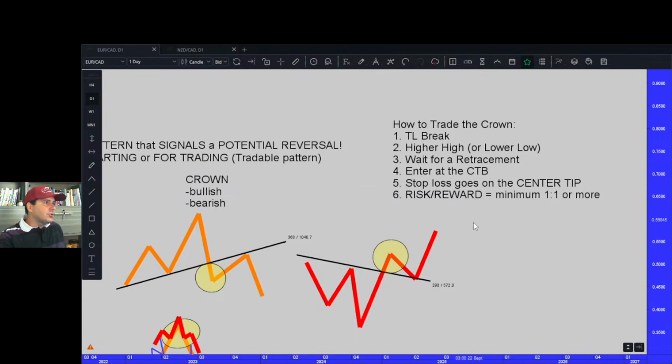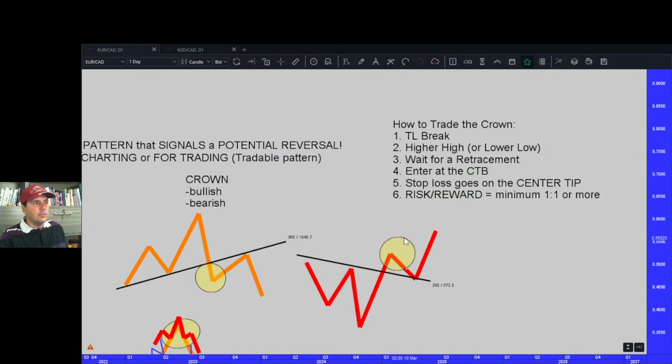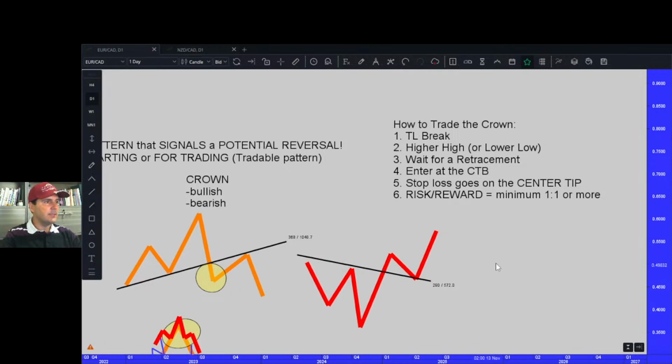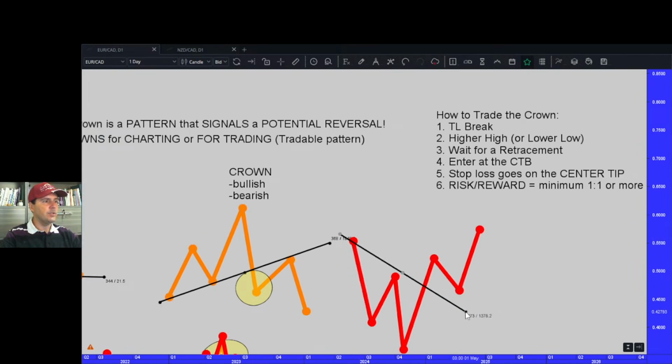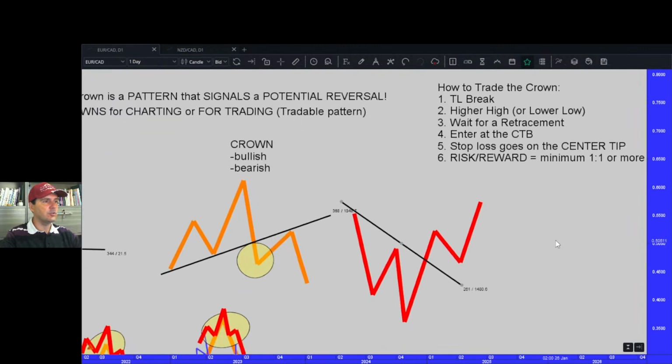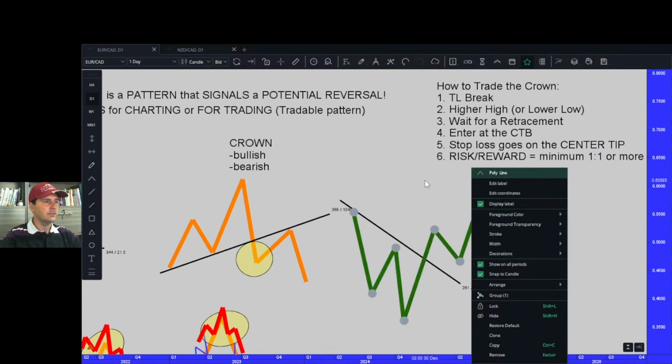And then we're going to do this on the chart. How to trade the crown. Trend line break, higher high. So here is going to be a trend line break, then it's going to be a higher high or a lower low. Then you need to wait for a retracement in here. Enter at the counter trend line break and stop loss goes down in here. In the meantime, everybody, theory first. When you look at the chart, we're going to talk about the bullish crown here, just an example.